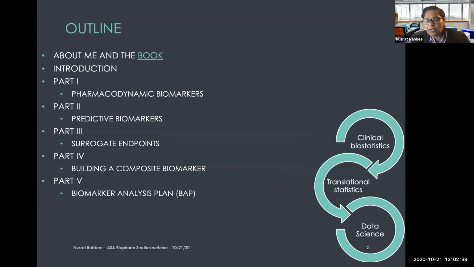Part 4 is how to combine biomarkers, make a composite model or a signature. And part 5 is about writing an analysis plan.